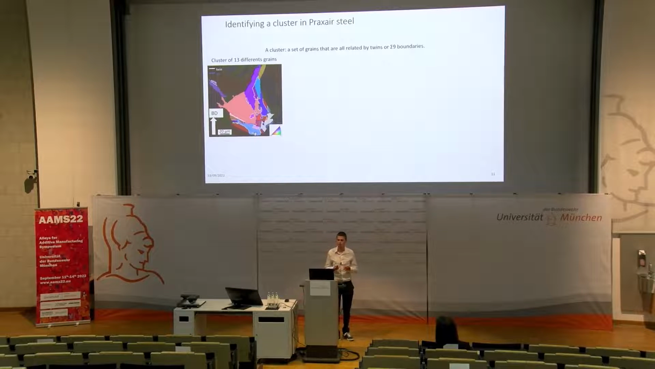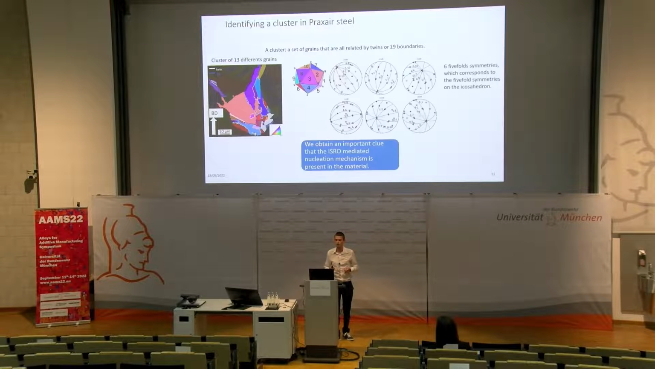And we identified a cluster in the Praxair steel. Here we define a cluster as a set of grains that are all related by twin boundaries. So we picked a cluster of 13 different grains and analyzed the orientation relationships between the grains of this cluster. And we found 6-5-4 symmetry, as one can see on this pole figure, which corresponds perfectly to the 5-fold symmetry of the icosahedron. So we were able to put 10 grains of the cluster on a hypothetical icosahedron germ.